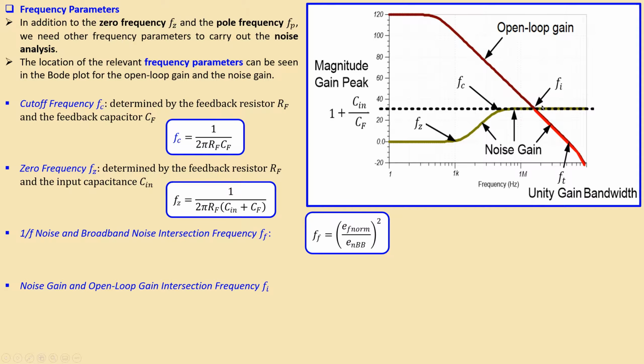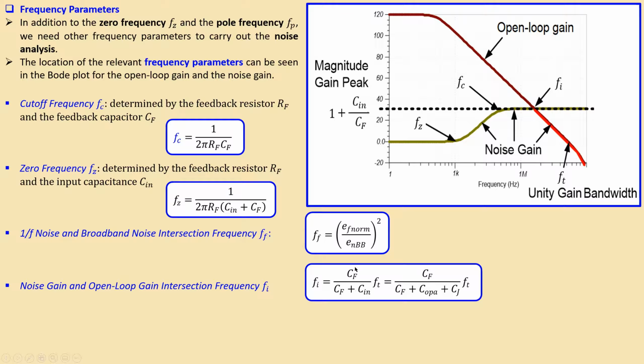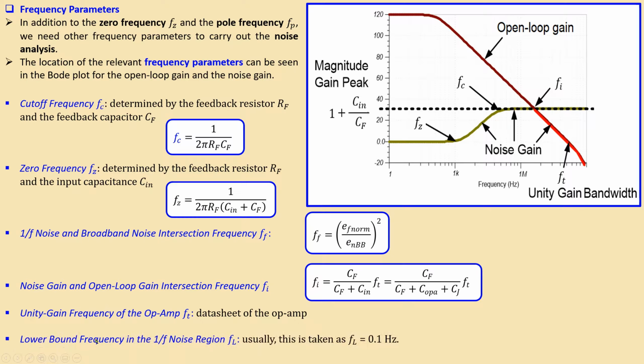So we have actually this, and this is for this part, and you can see that this is determined by the ratio of the capacitors times the unit gain frequency, which is shown here. That is the frequency where the open loop gain is 1 or 0 dB. Now, in addition, the unit gain frequency comes from the datasheet of the op-amp, and we also have the lower band frequency, which will be used in the 1/f noise analysis. It is given by f sub L, which is usually taken as 0.1 Hertz. But this will be clear when we work out the examples in great detail.